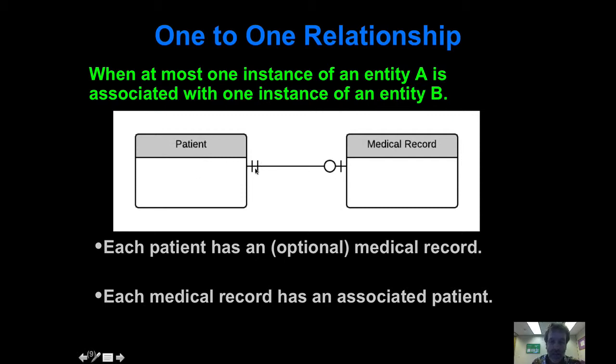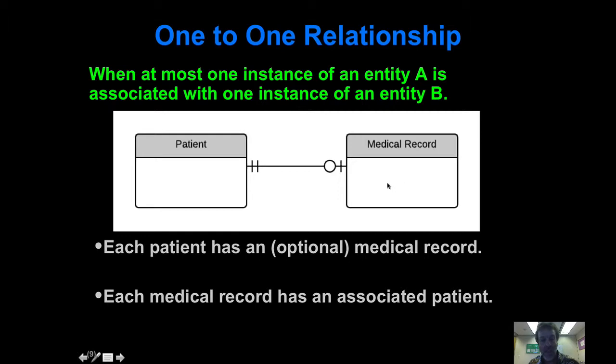Okay? And when you're looking at crow's foot, what happens is you see these inner icons here, the 1 and the 0, and then the outer icons, which is a 1 and a 1. So the inner ones you can think of as being the minimum cardinality of the relationship, and the outer ones being the maximum cardinality. So this says patient is associated with a minimum of 0, maximum of 1 medical records. Medical records are associated with a minimum of 1, a maximum of 1 patient instances.